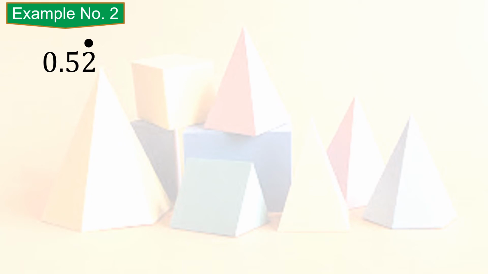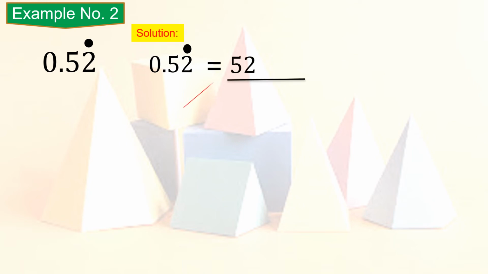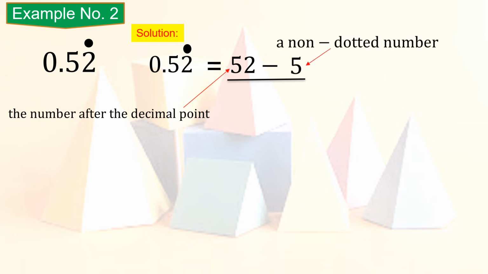Now let us have example number 2. 0.52 with a dot at the top of 2, meaning 2 is repeated continuously. So from here, to rewrite this as a fraction, we are going to copy all the digits after the decimal point, minus the non-dotted number 5. From here, the 5 is non-dotted.